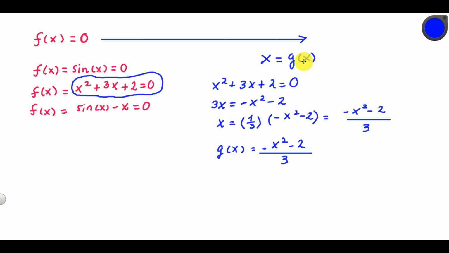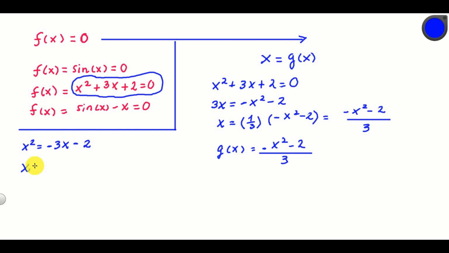However, the form of g of x is not unique. And let's explain this by using this example. Instead of transforming this equation like this, we can do something else. Let's express x squared from this equation. And let me now just draw these two lines such that you don't get confused. From this equation, we have that x squared is equal to minus 3x minus 2. Consequently, from this equation, we have that x is plus minus square root of minus 3x minus 2.